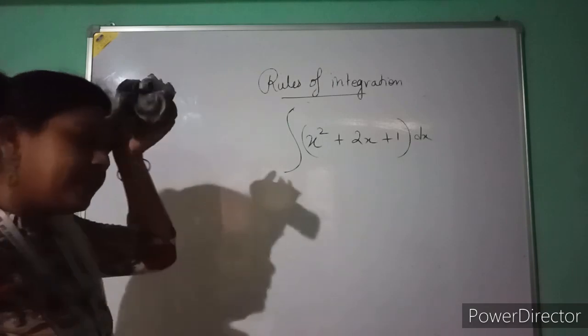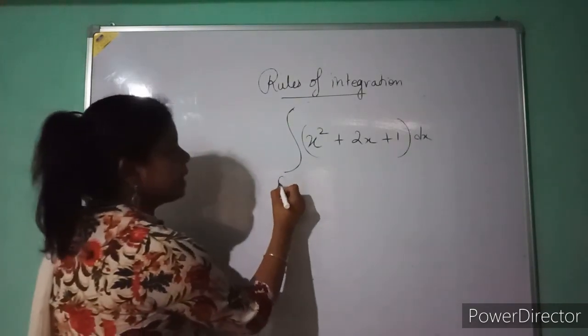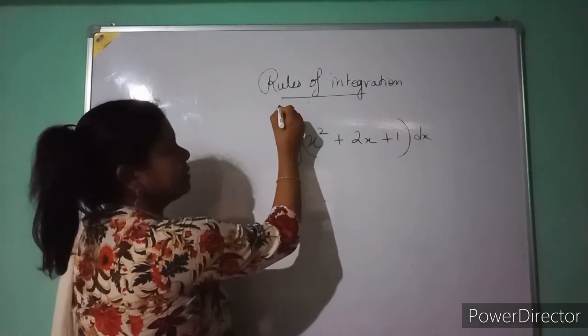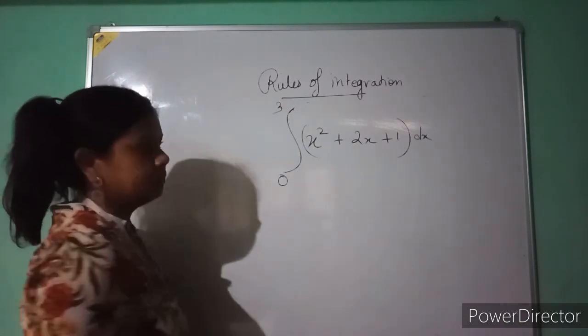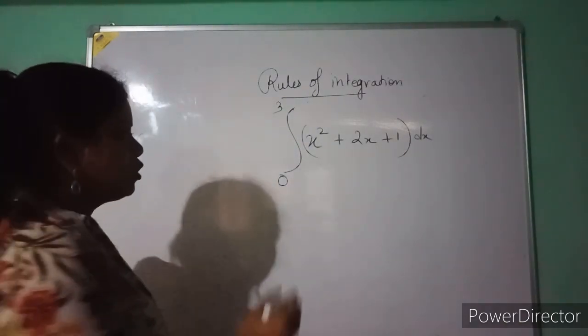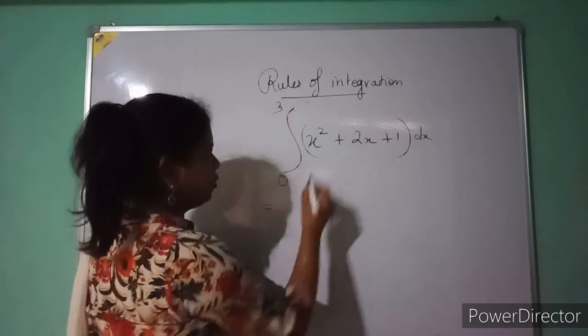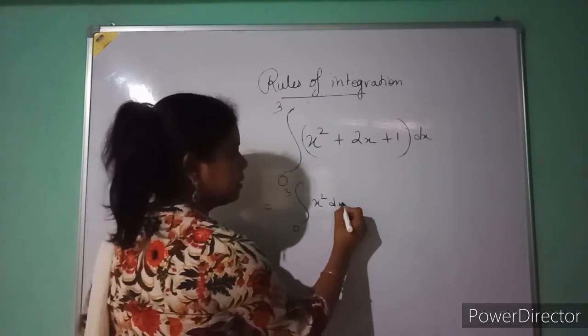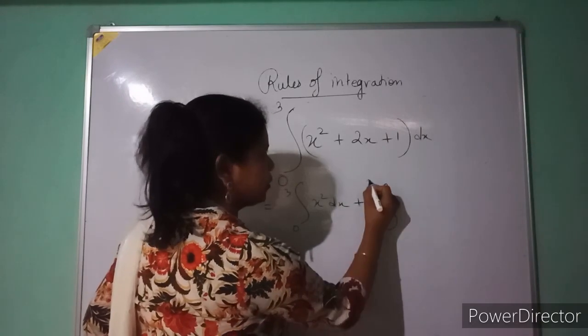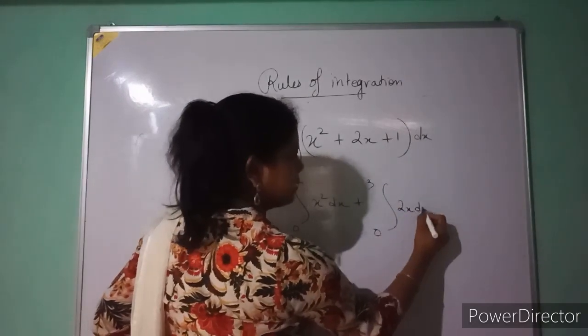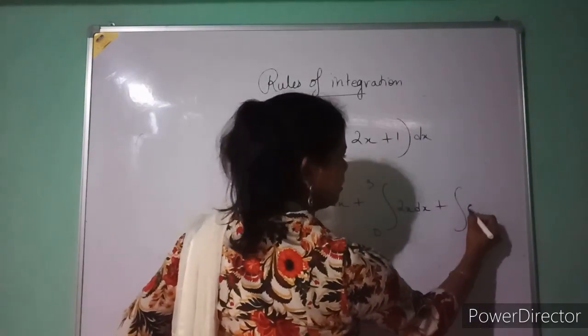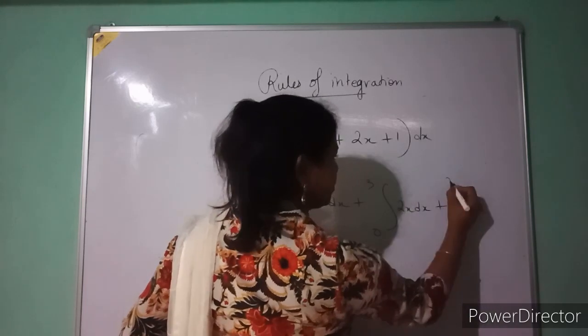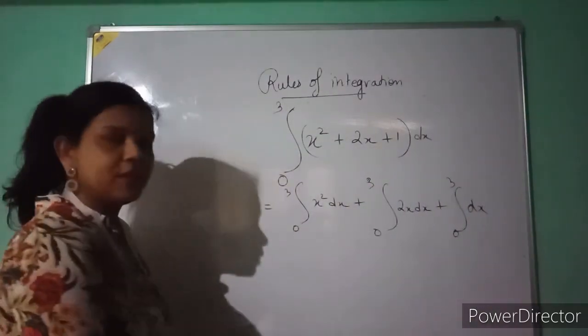So let me say that this is x. I will start with 0. Then suppose I have considered it is 3. So I will say 0 to 3, integration of x squared dx, plus integration again 0 to 3 of 2x dx, plus integration again of dx, 0 to 3. Is it okay? Hope it is clear to all of you.